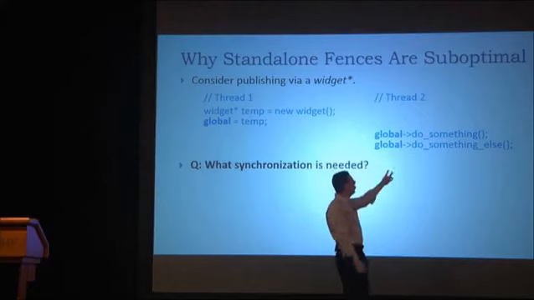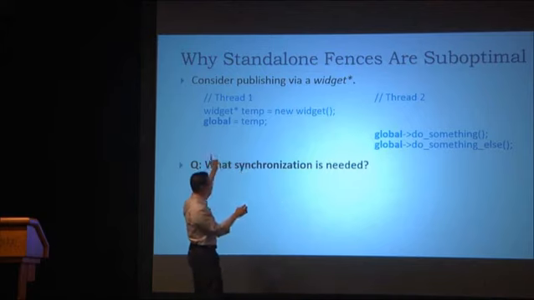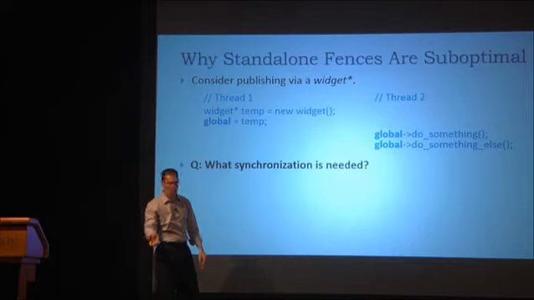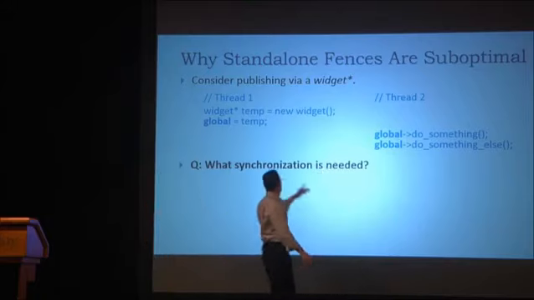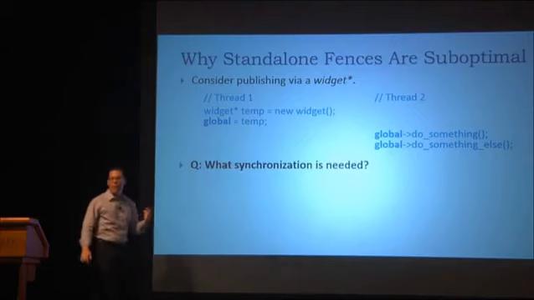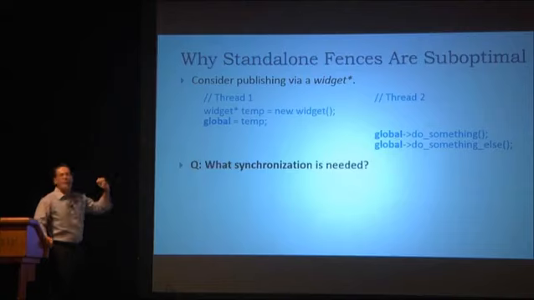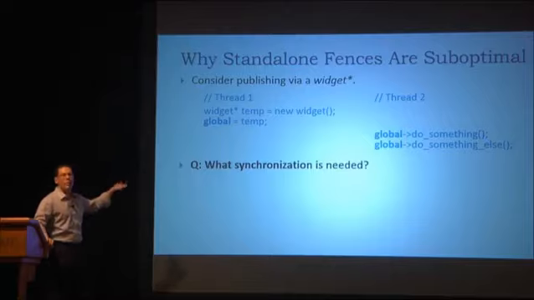On thread 2, I'll read the global variable, and assuming that it's not null, so if that thread runs before this one, it's just set to some other widget, I run global arrow do something, global arrow do something else. What kind of synchronization do I need here for this to be true? By the way, I said global is an atomic variable. This question would be moot if it was, so let me take that back. Assume that global is not an atomic variable. What synchronization do I need here?